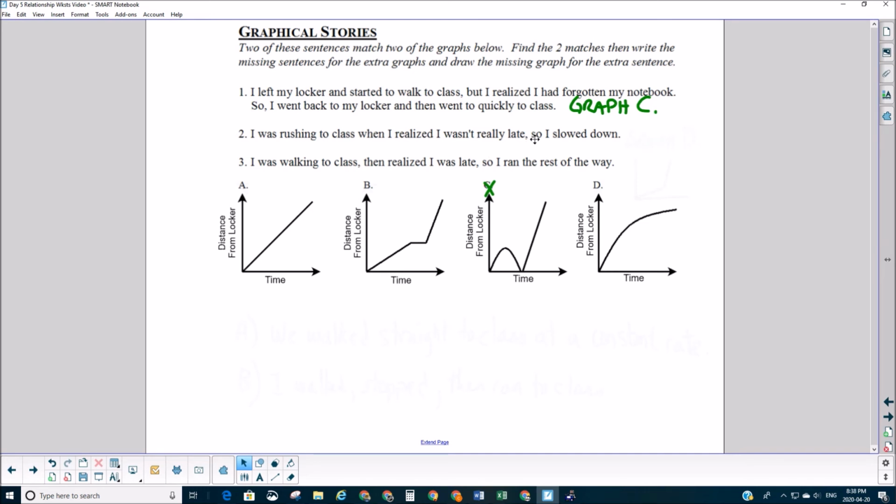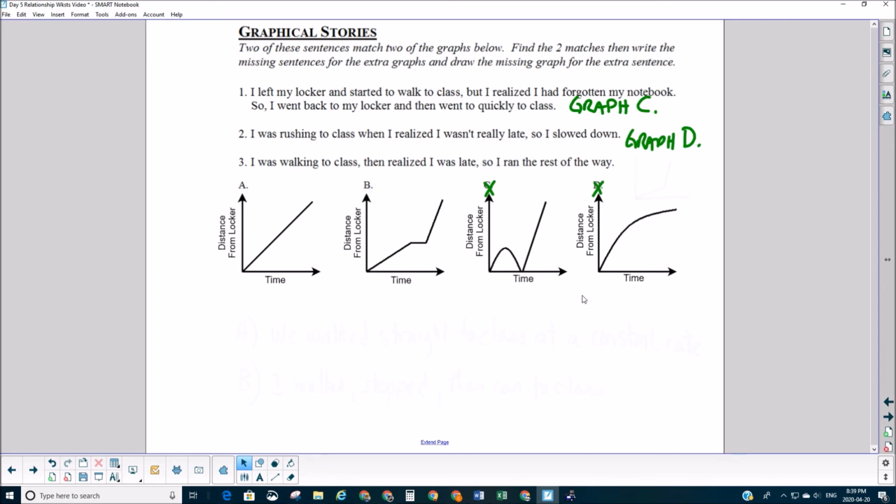So we need one that slows down. Slowing down would mean that you didn't cover as much distance. This graph, I'm going to suggest you start slow and then go fast, whereas this one you start at a certain speed and then slow down. So the distance you cover is not as much in the second half of this graph. That means this one is graph D.